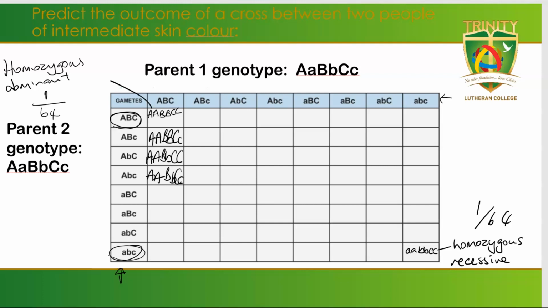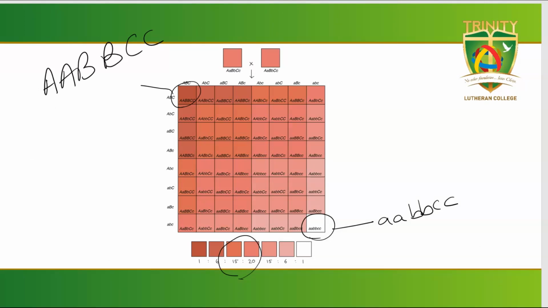Okay, hopefully you've had a chance to do that. And you should find that you get something like this. As we found before, the homozygous dominant, you've only got a 1 in 64 way of getting that. And the homozygous recessive, you've got a 1 in 64 chance of that as well. But there are different ways to get the different combinations. Big A, heterozygous for B, heterozygous for C. There are different ways to get those combinations.